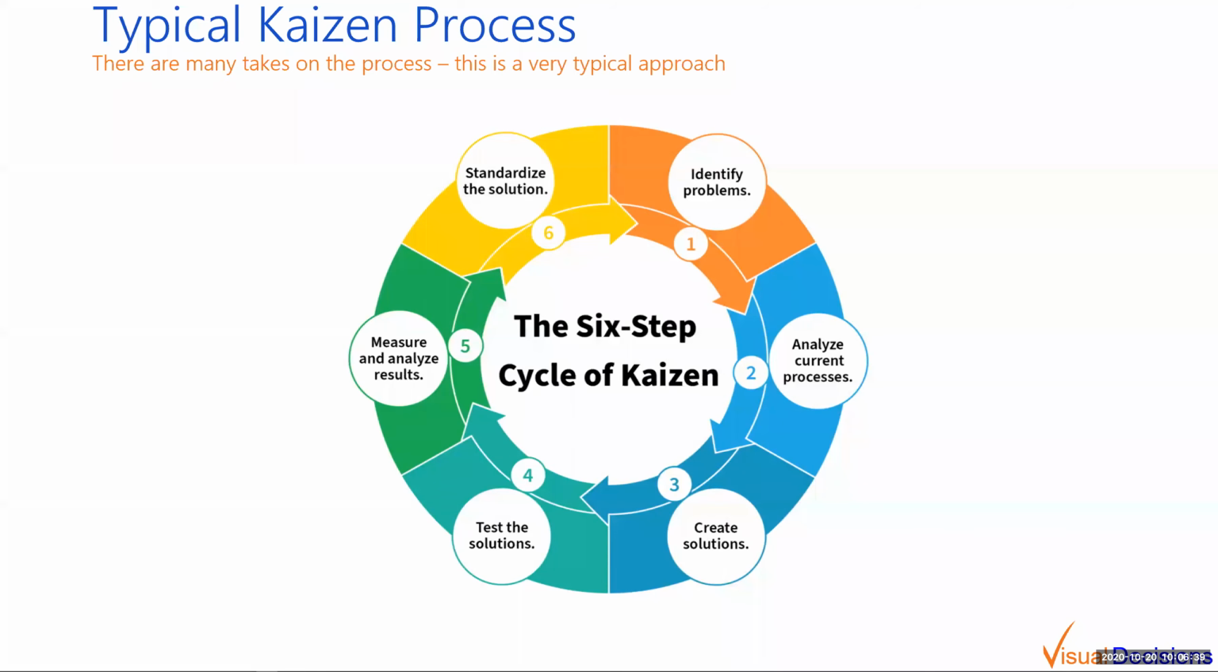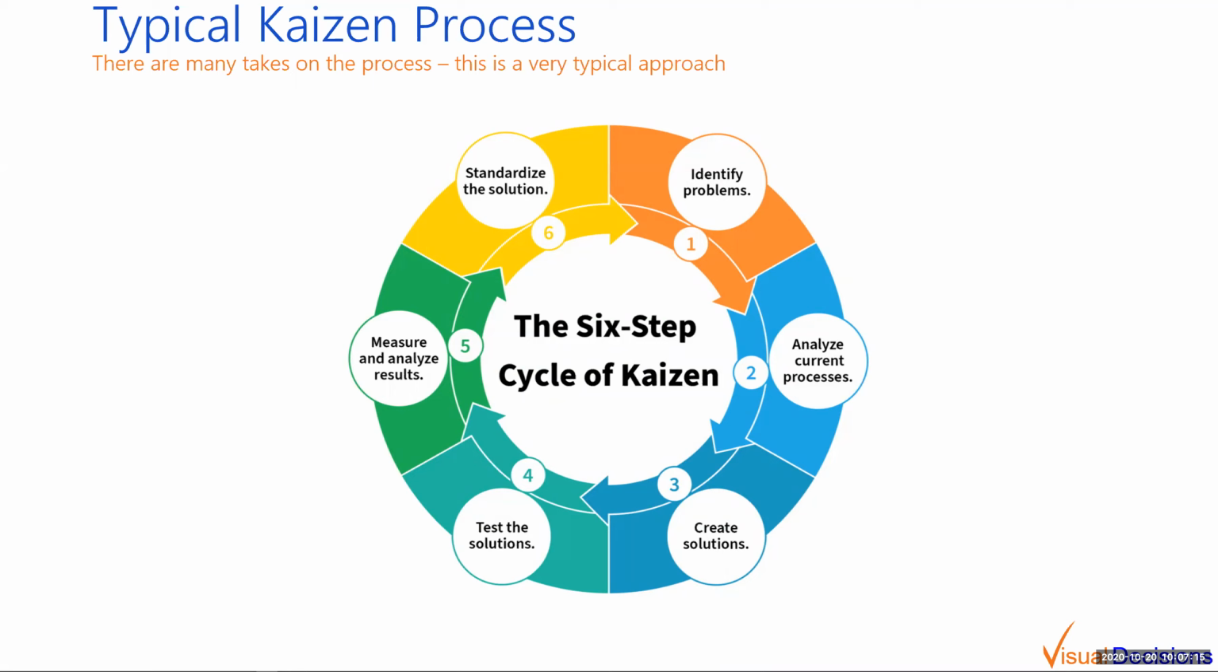This is a very typical process, and it's one I had a visual for, so this is the one I'm using. A 6-step process: identify the problems, analyze the current process, create solutions, test them, measure and analyze the results, and then standardize the solution. Each one of those steps is very dependent on data. For instance, in identifying the problems, how do you identify problems? Well, you need data for that.